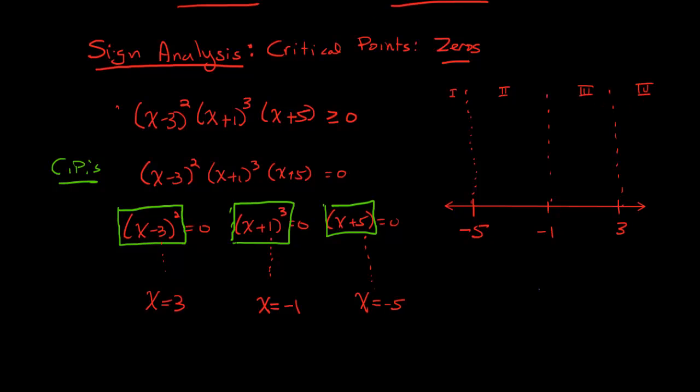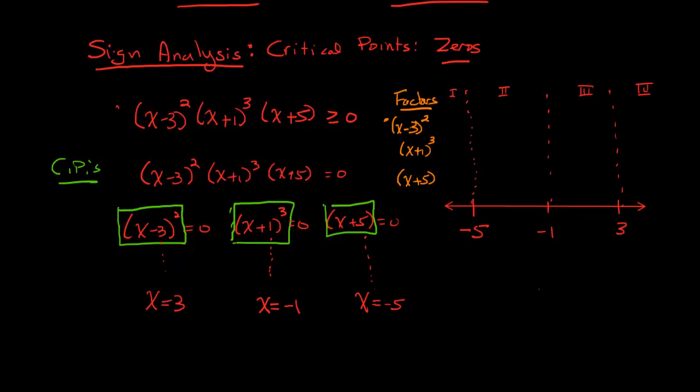Now we're going to arrange our factors. It does not matter which order we place our factors. It makes no difference at all. So I'm going to have my first one, (x minus 3) squared, my next one, (x plus 1) cubed, and my last factor, x plus 5. So now I'm going to work through them step by step. I'm going to analyze this first one, (x minus 3) squared.